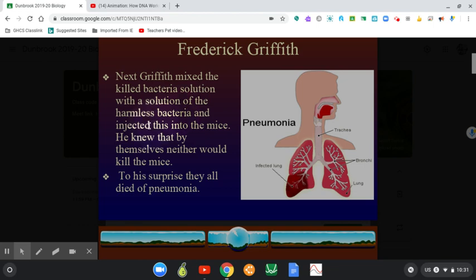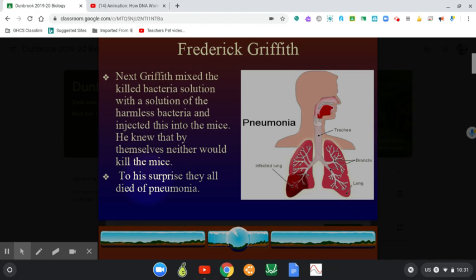He knew neither one of these by themselves would kill the mice. He knew that the harmless bacteria would not kill the mice. He knew that the dead, harmful bacteria would not kill the mice. But when he combined them and injected them into the mice, to his surprise, they all died. So this started him wondering, what the heck's going on? How did these mice die?